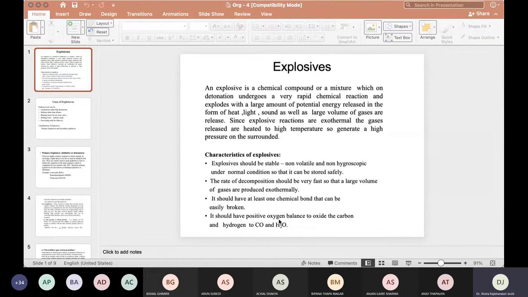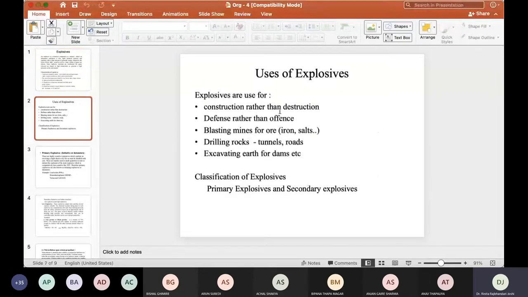So these are the main characteristics of explosives. What are explosives? What are the main characteristics of explosives? What are the uses of explosives? Application. Always think the positive way, okay, not the negative. So with this, we can see the explosives are used for construction rather than destruction.